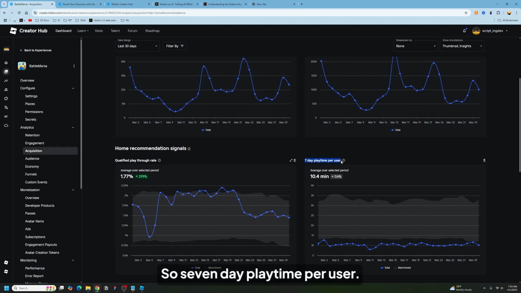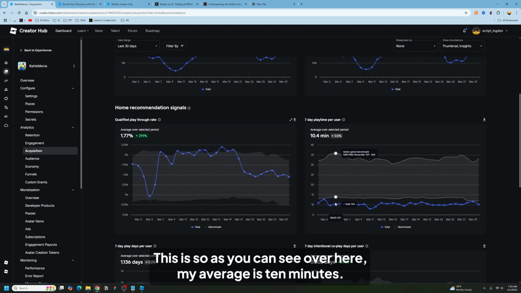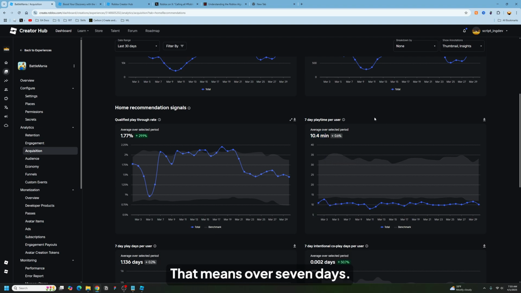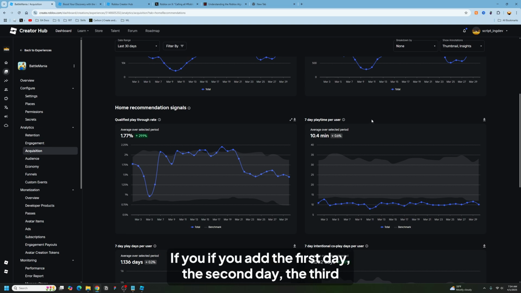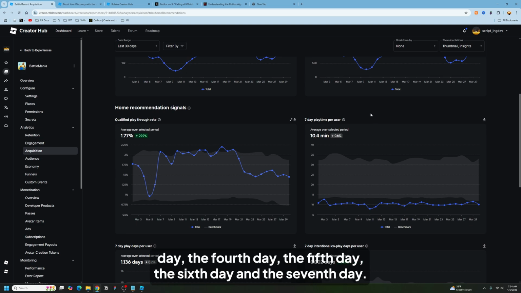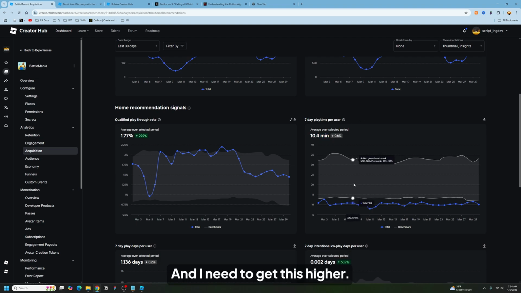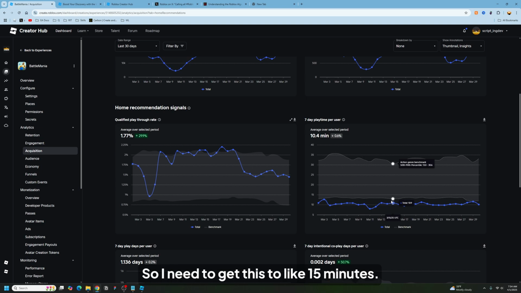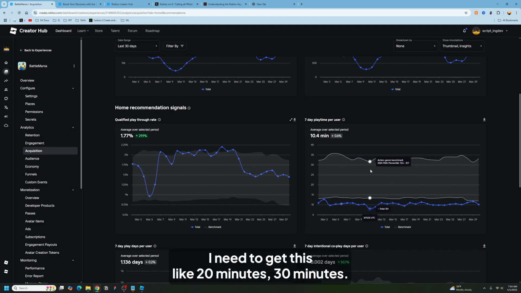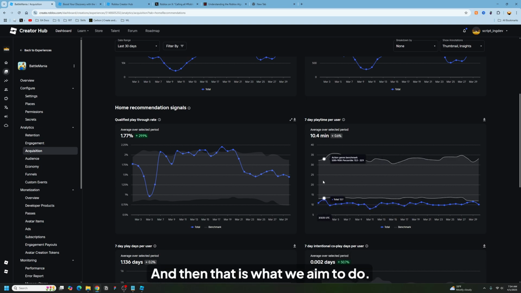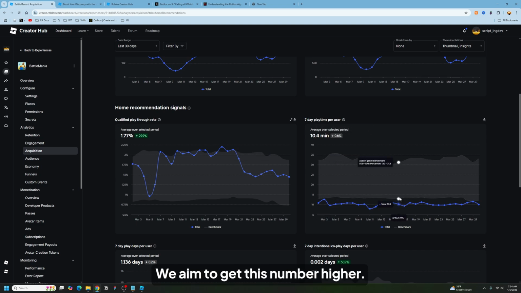So 7-day playtime per user. As you can see over here, my average is 10 minutes. That means over 7 days, new users played 10 minutes. If you add the first day, the second day, the third day, the fourth day, the fifth day, the sixth day, and the 7th day, they played for about 10 minutes. And I need to get this higher. I need to get this to like 15 minutes, 20 minutes, 30 minutes. And that is what we aim to do. We aim to get this number higher.